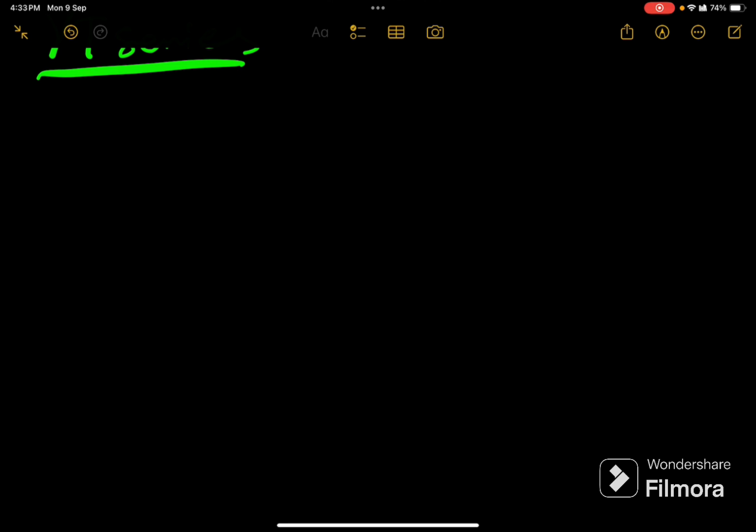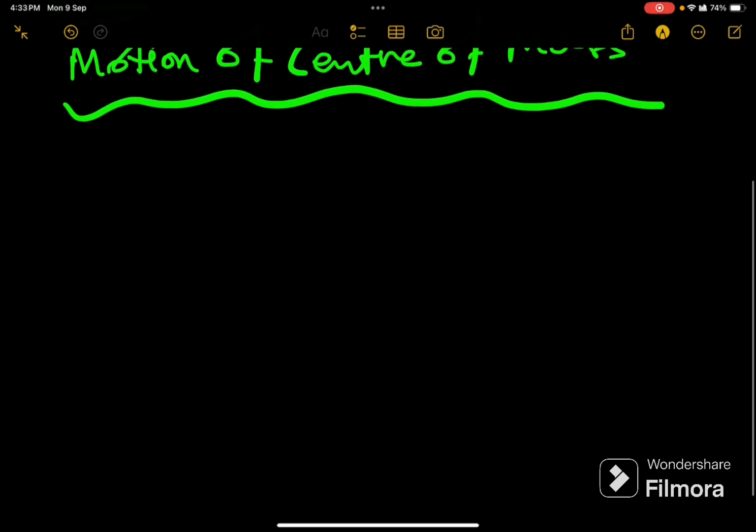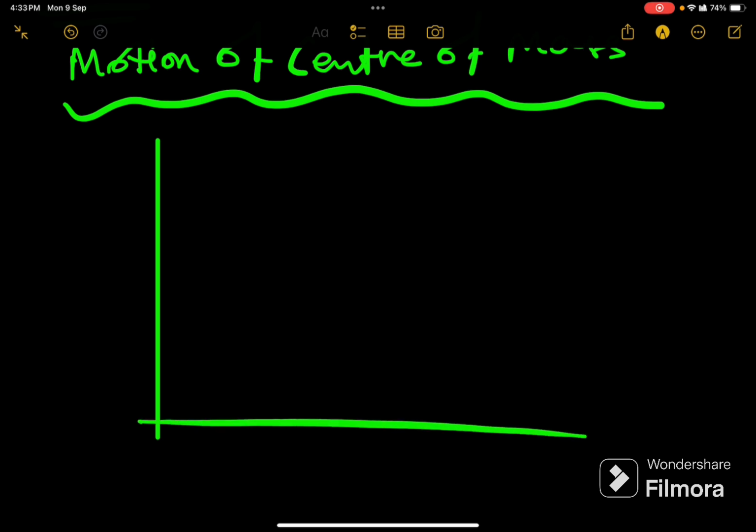Let us today study what actually is the center of mass. So let me give a heading: center of mass. Here we will talk about the motion of center of mass. So let us take two particles, m1 and m2.